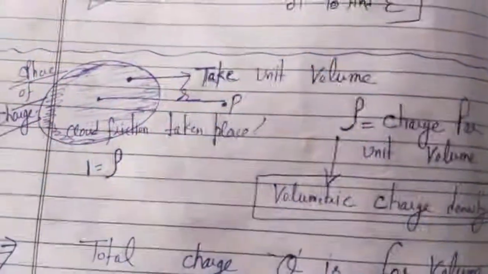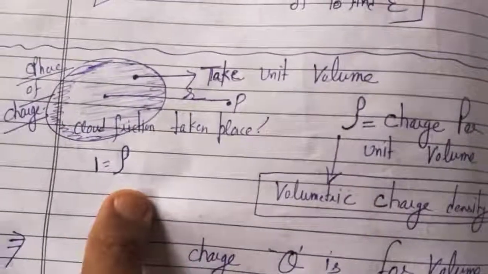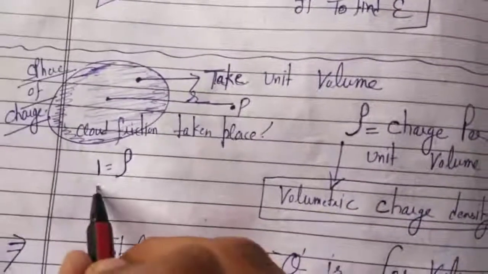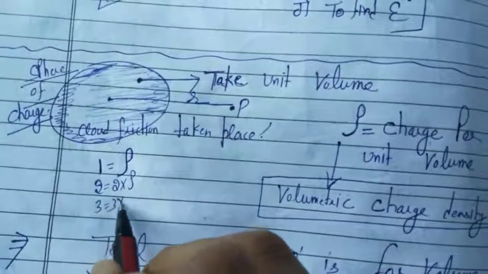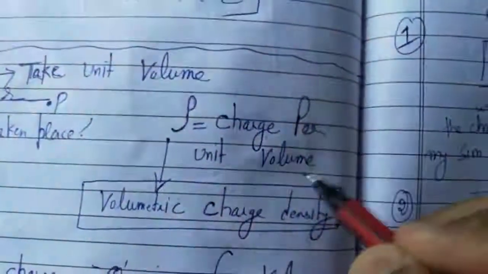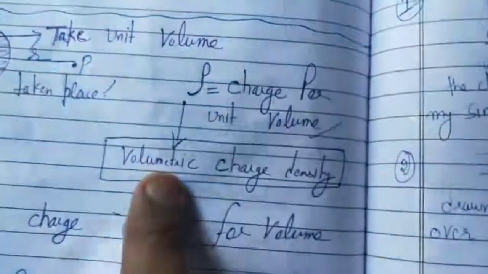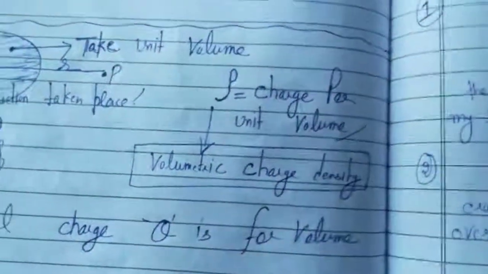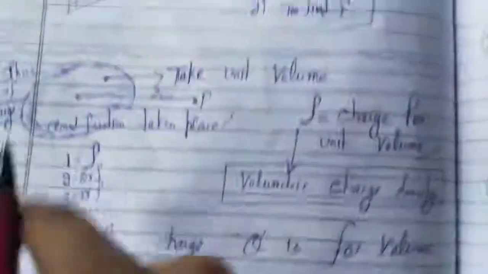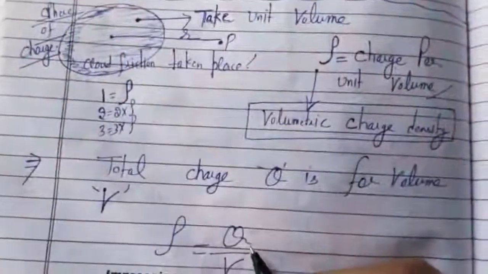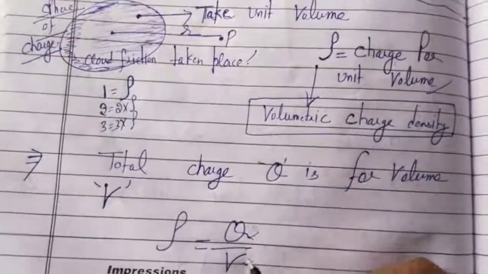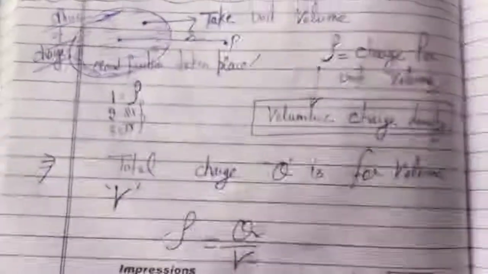Suppose rho charge is present in volume 1, 2 rho charge is present in volume 2, and 3 rho is present in volume 3. So this is the charge per unit volume, rho. It's known as volumetric charge density. So if this sphere has total charge Q and total volume V, if you divide the total charge by the total volume, you will get the charge in one volume.